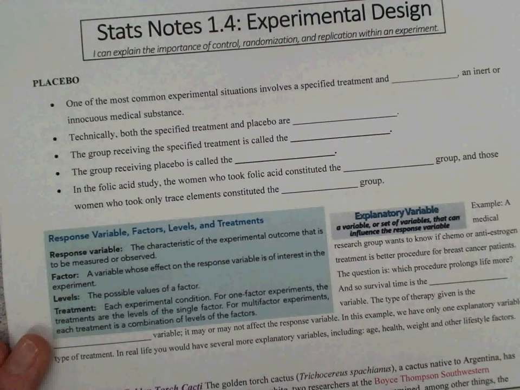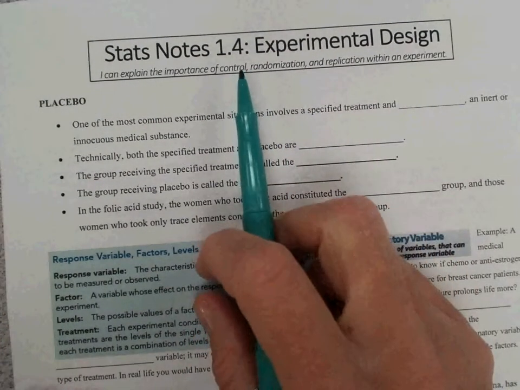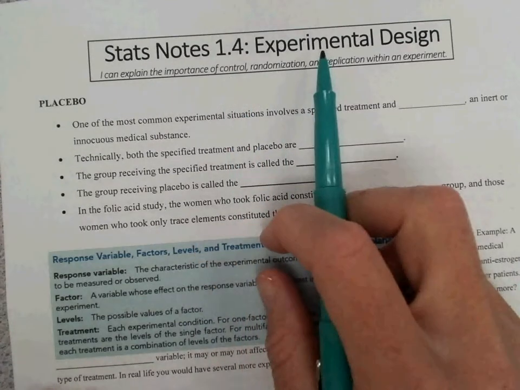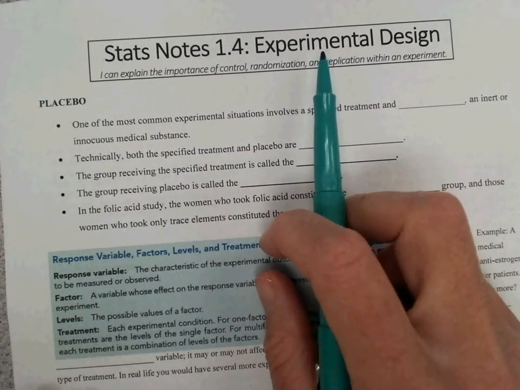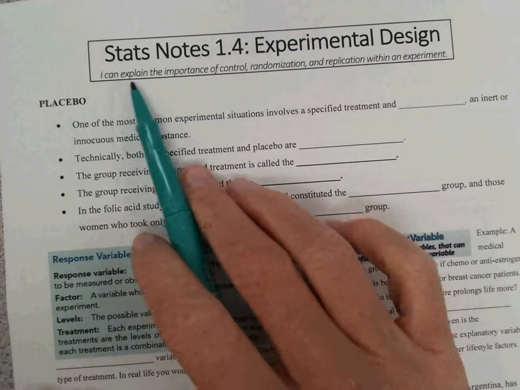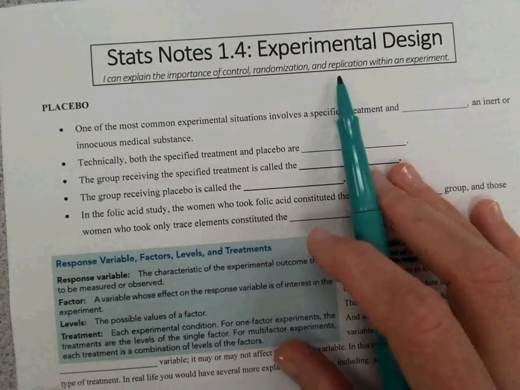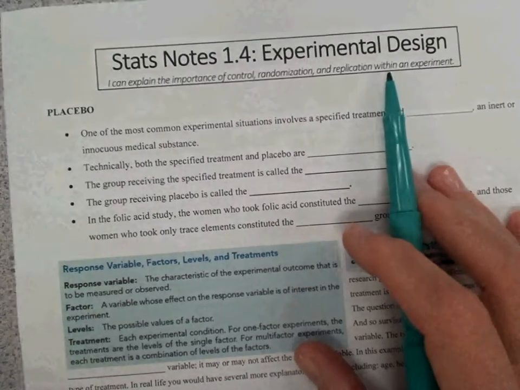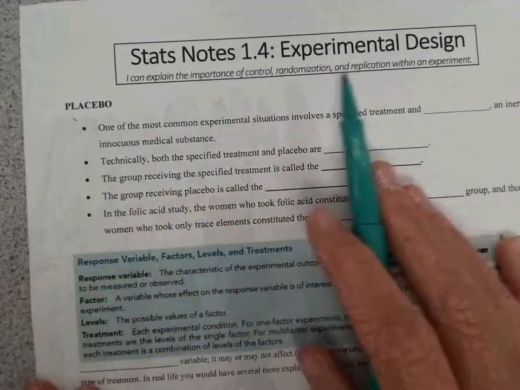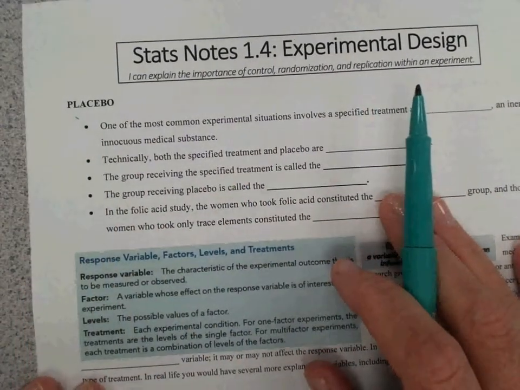This is lesson 1.4, experimental design. Our goal is, again, to be able to explain the importance of control, randomization, and replication within an experiment. So here's a term that you will see when talking about designed experiments: placebo.